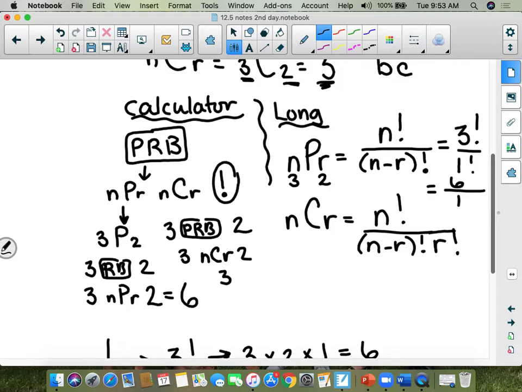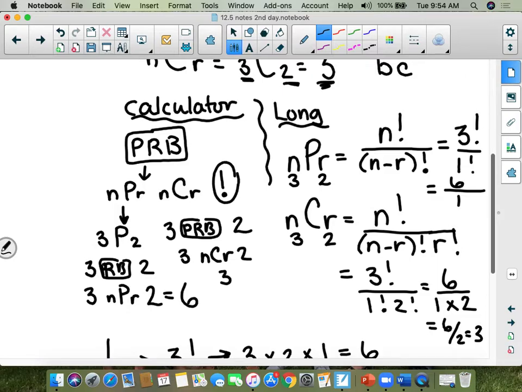And then I can do the same thing with this one. This is 3 and this is 2. My 3 factorial goes here. My 3 take away 2 is 1 factorial. And then my R factorial goes here, which is 2 factorial. What I would do is come up with 3 factorial, which is 6. 1 factorial is 1 times 2 factorial, which is 2. So it's 6 divided by 2, which is equal to 3.